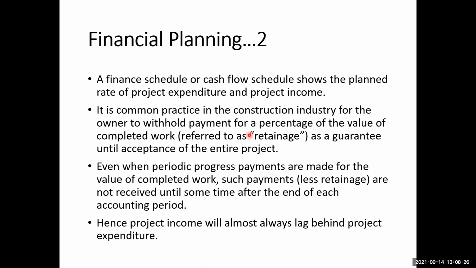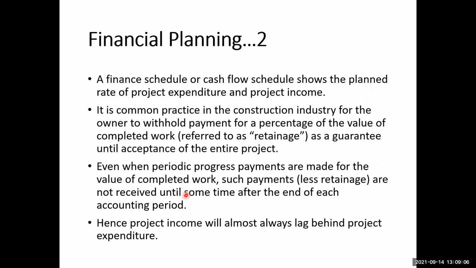This retainage will normally be given back to the contractor at the end, when all the work has been completed, or for a very long-term project, maybe at the end of each year, and then the next cycle of the work may start. Hence the project income will lag behind the project expenditure, which means the contractor will have to spend some amount first. And when the contractor gets back the payment, it is not the amount which the contractor has spent. So the contractor will always lag behind in the project expenditure.